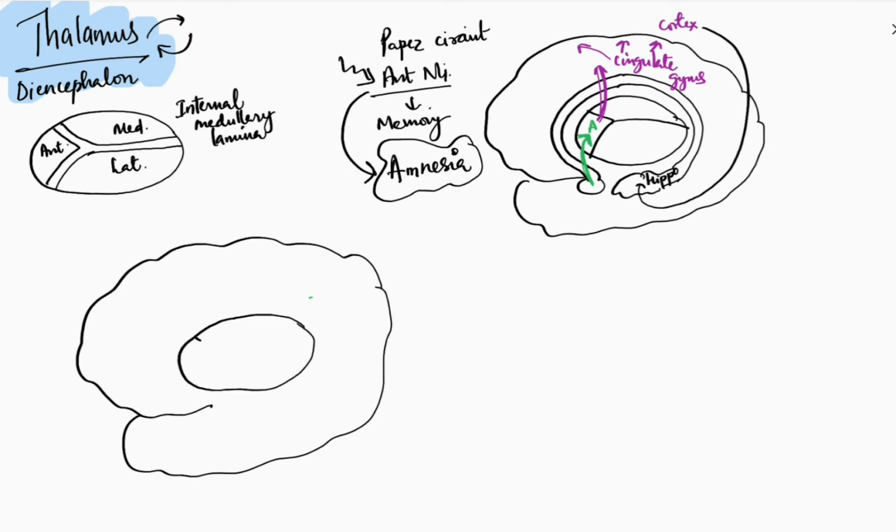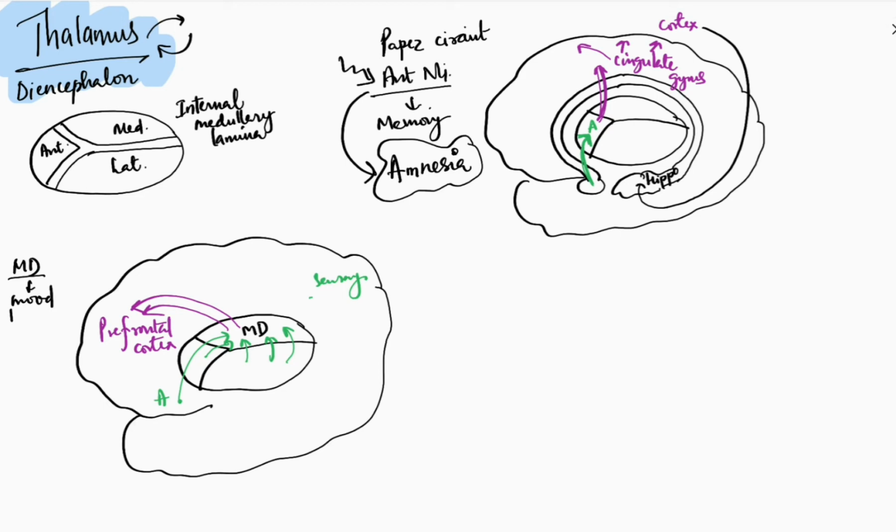The next nuclei is the medial dorsal group. The medial dorsal group receives afferents mainly from the amygdala and the various other thalamic nuclei. It's an association center where it integrates various sensory inputs like visual and olfactory and modulates a person's behavior by projecting efferent fibers to the prefrontal cortex. Hence, the medial dorsal nuclei is involved in mood and behavior.